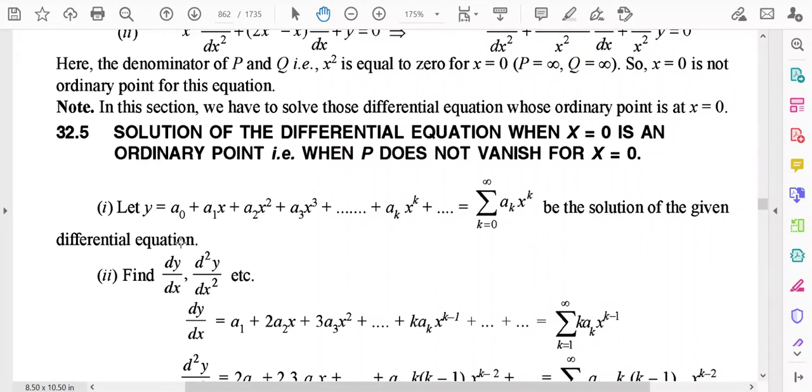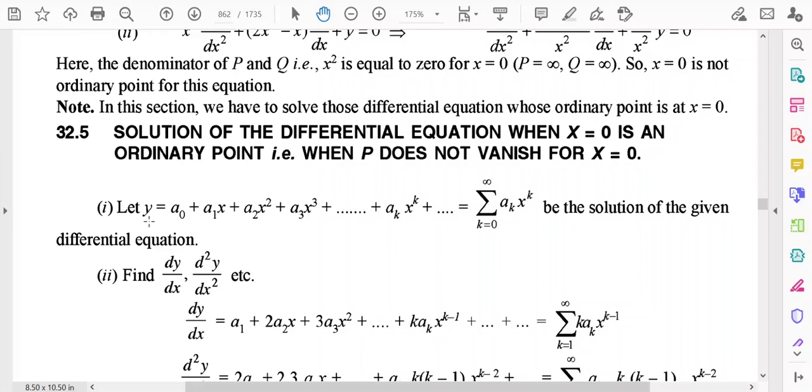Now we will discuss how to solve a differential equation when x is equal to 0 is an ordinary point, that is, p does not vanish for x is equal to 0. In that case, we have to assume that y is equal to a0 plus a1x plus a2x square and so on, that is, the sum of a k x to the power k, where k is equal to 0 to infinity, is the solution of the given differential equation. That is, we are assuming the solution of the given differential equation in a power series form. So this is the expression for y.